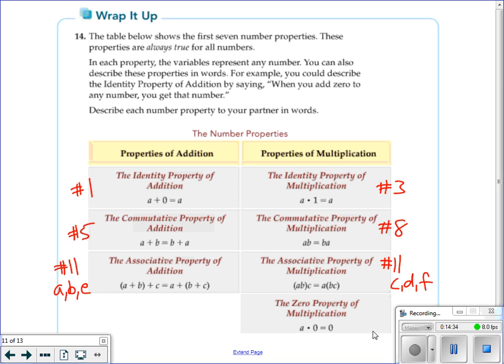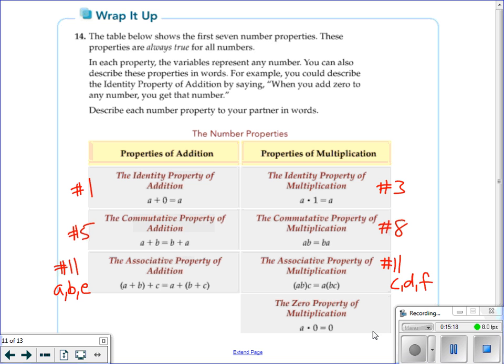The next one under addition is the associative property of addition, and we looked at that in number 11 in letters A, B, and E. Again, what that says is if it's all addition, you can group them no matter how you want to group them, you're going to get the same answer. So whatever two numbers you decide to add first, whatever order you want to do it in, it's going to work out the same. Same with the associative property of multiplication. If we're going to multiply more than two numbers together, again, as long as it's all multiplication, I can group those numbers however I want. I'm going to get the same answer no matter what.